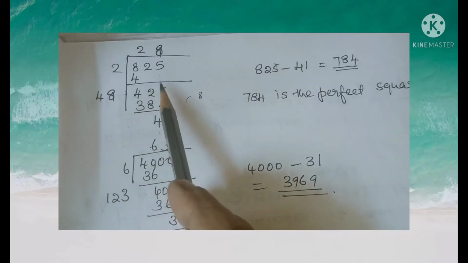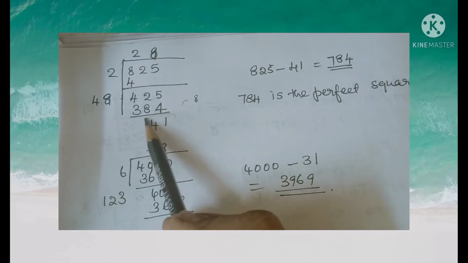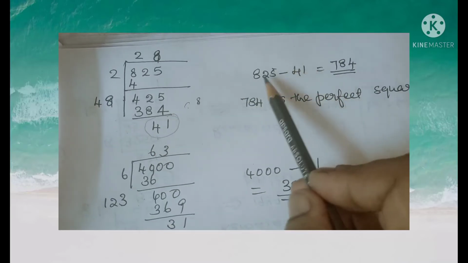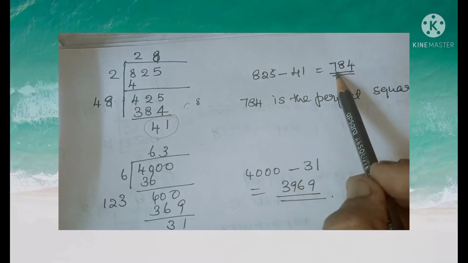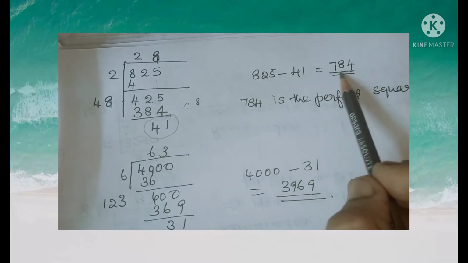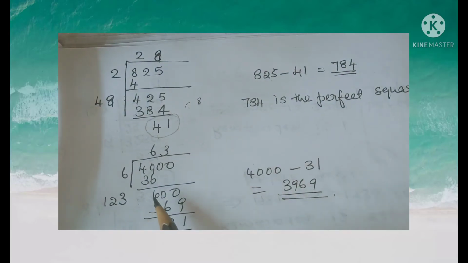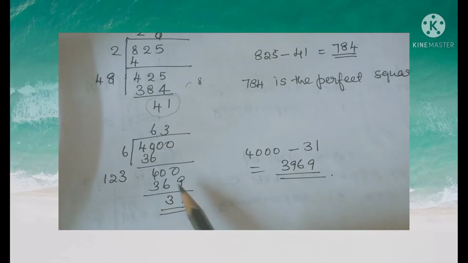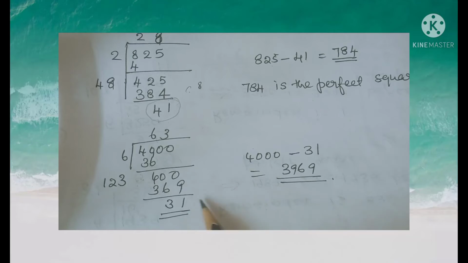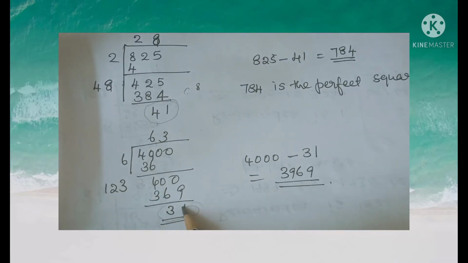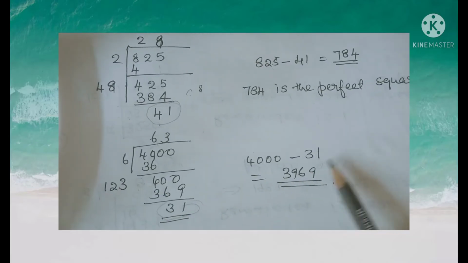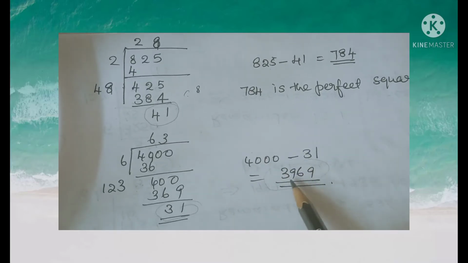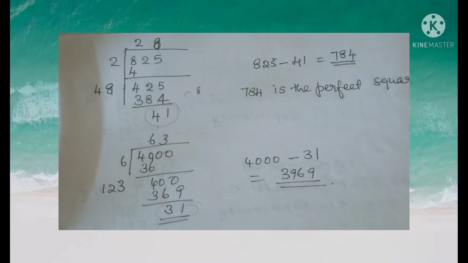The next is 825. Here 41 is the remainder. Subtract 41 from 825 to get the perfect square 784. The last one, 4000. Here after doing the division process, we got 31 as the remainder. Subtract 31 from 4000 to get the perfect square 3969.